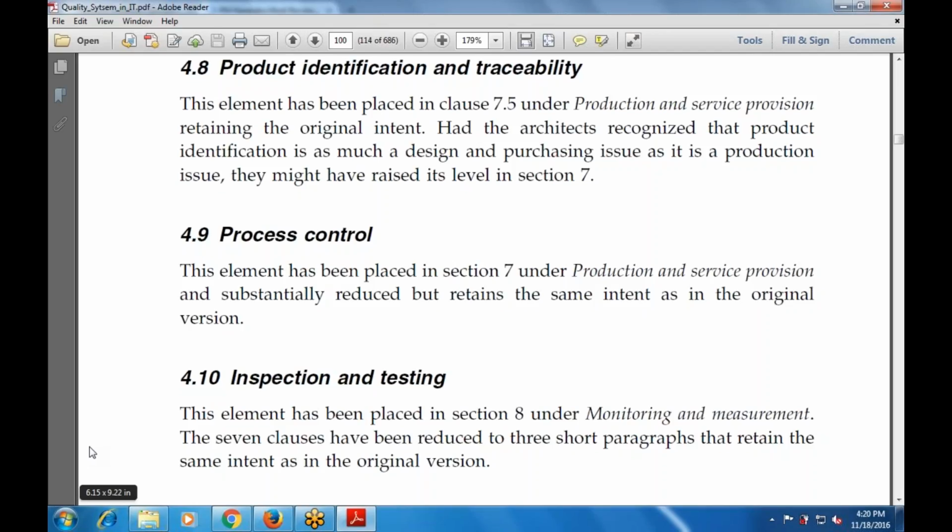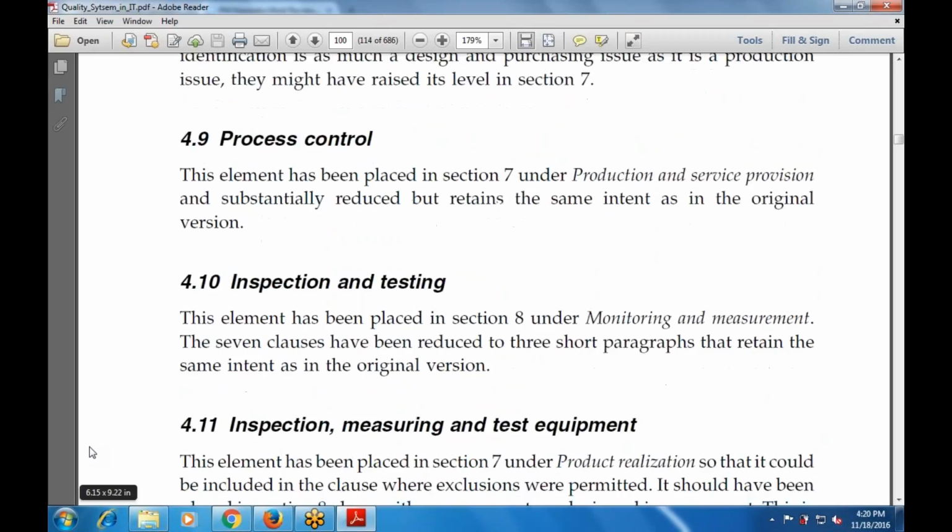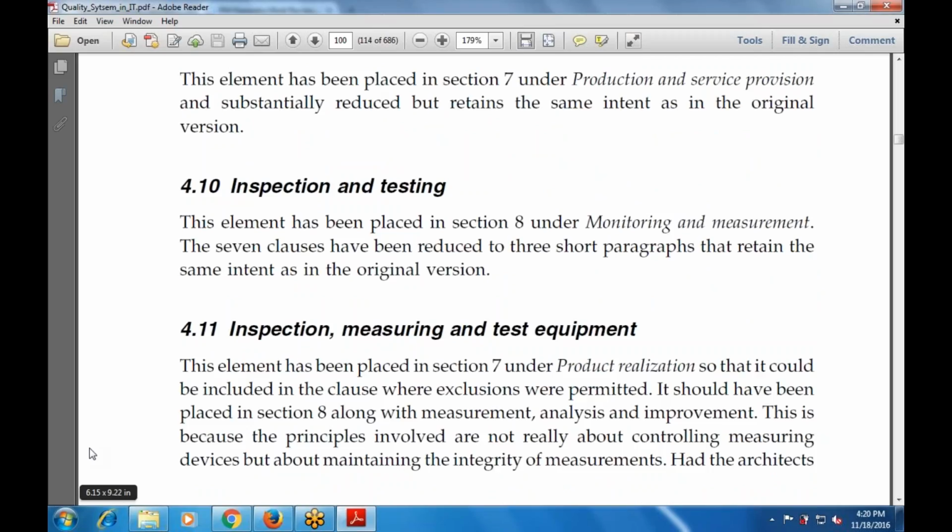The next one is inspection and testing. That is used with monitoring and measurement, with clauses that have been reduced to 3 short paragraphs that retain the same intent as the original. So whatever the intent, data, or paragraph used with inspection and testing is used under monitoring and measurement, with a short paragraph that retains the same intent as the original version.